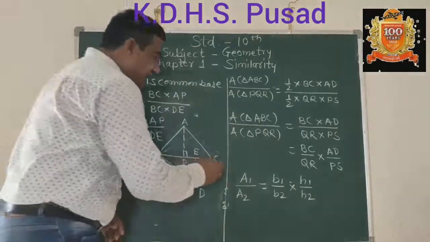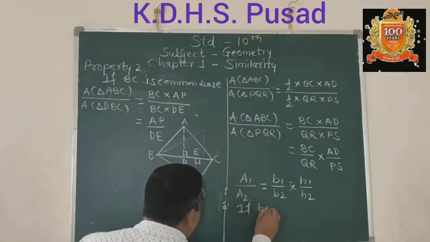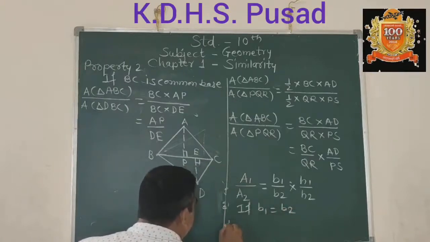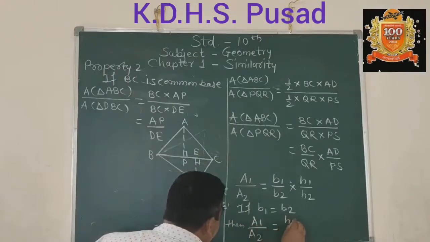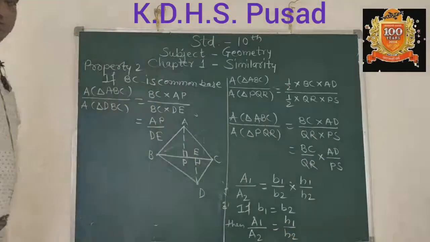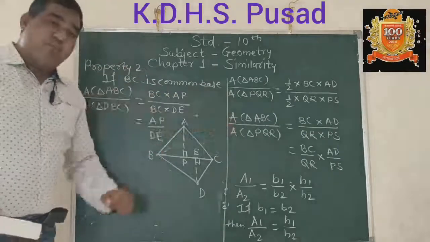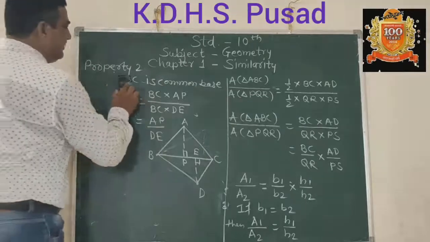So here your second property says if B1 equal to B2, then the ratio of the areas of two triangles is equal to the ratio of their corresponding heights, H1 by H2. That is property second. Now, again on the basis of first property, there is third property.